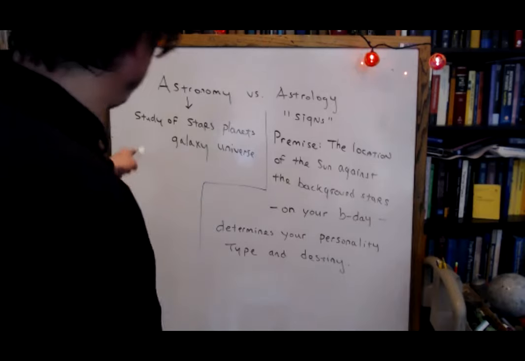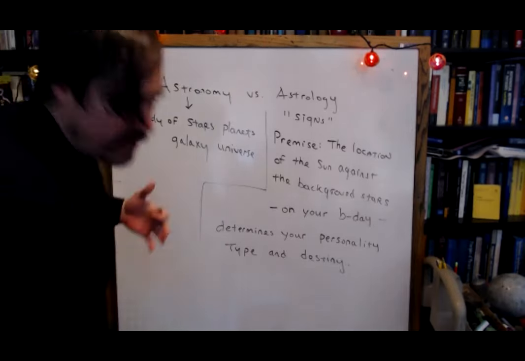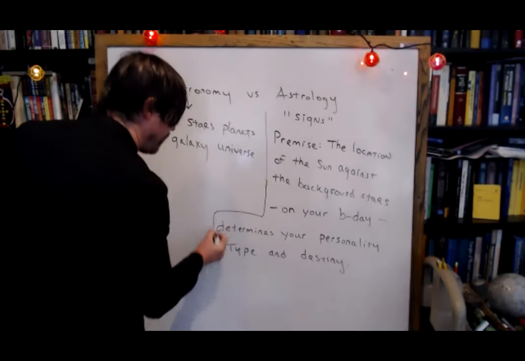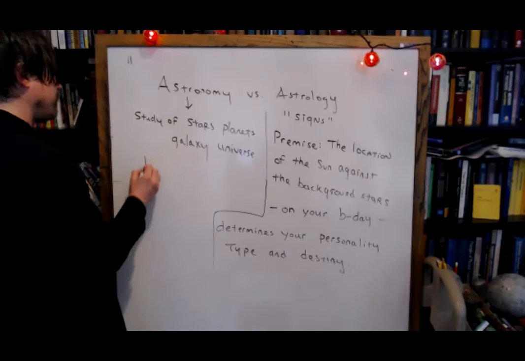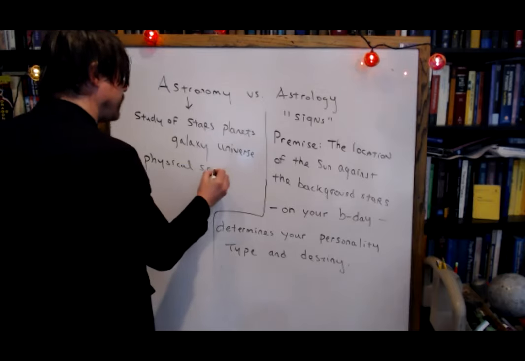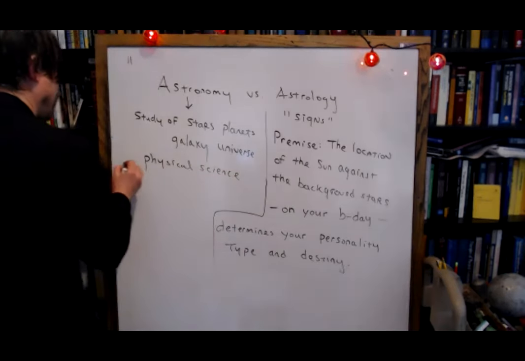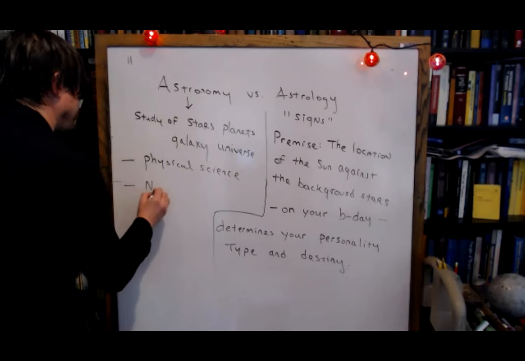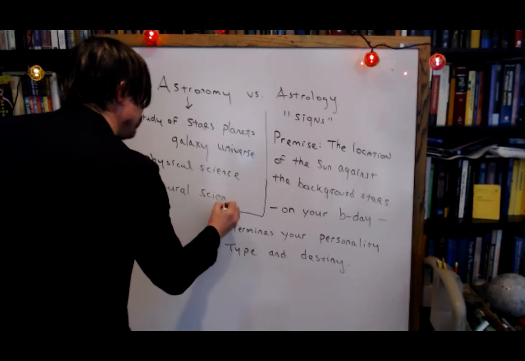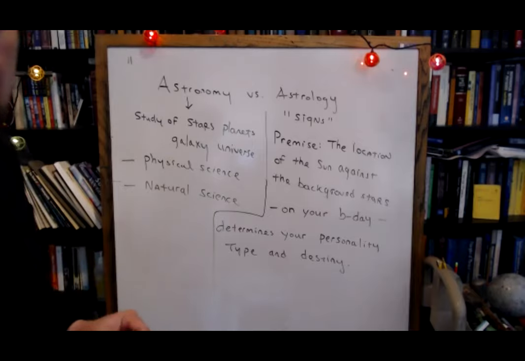Now, astronomy, back over here, is a couple of different things. It's a science. That's what you've signed up to learn about from me. Sometimes people call it a physical science. It has aspects of a physical science. It also has aspects of a natural science. And these things used to be debated a little bit more by philosophers, but the distinction is subtle.